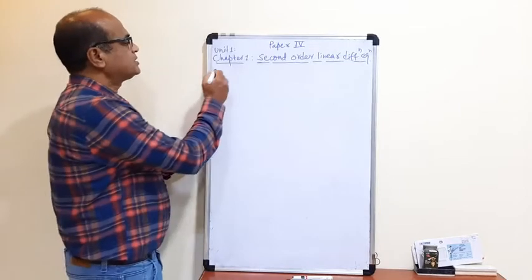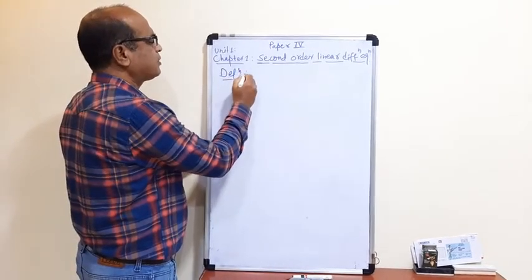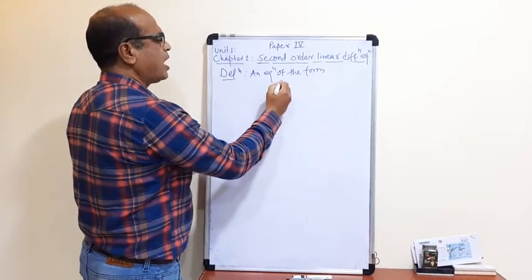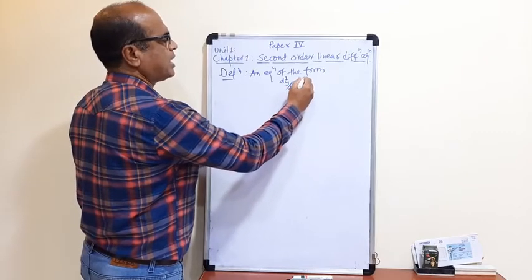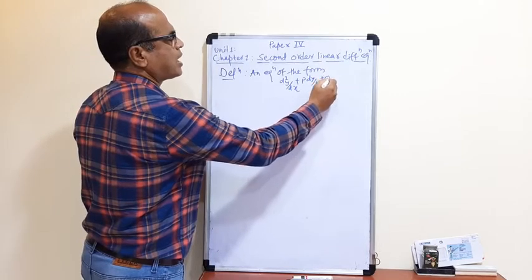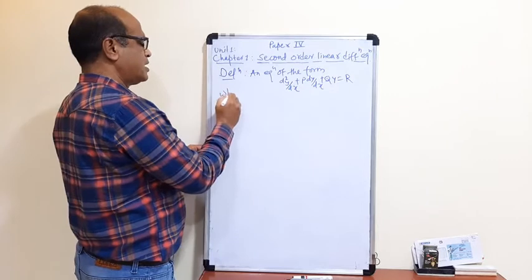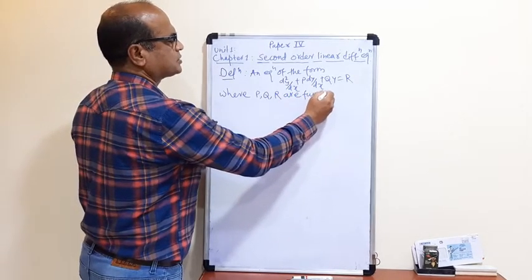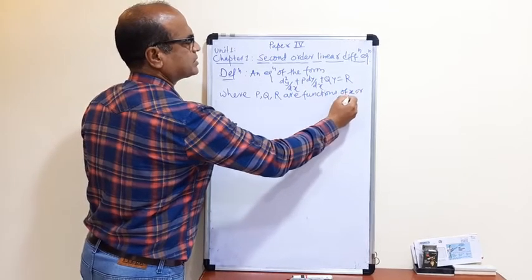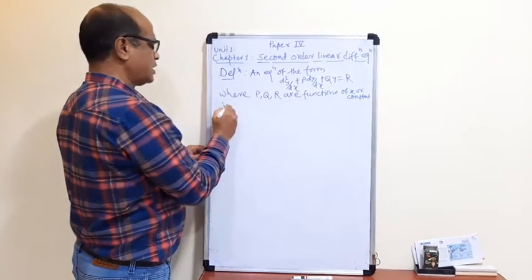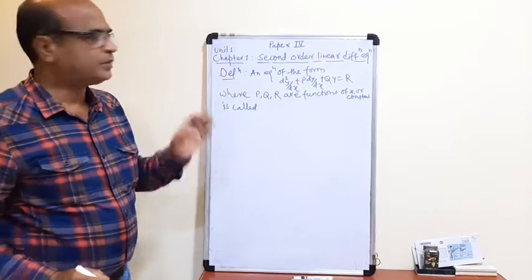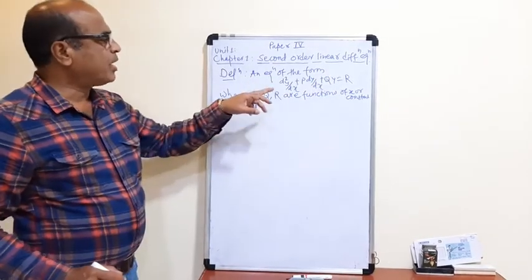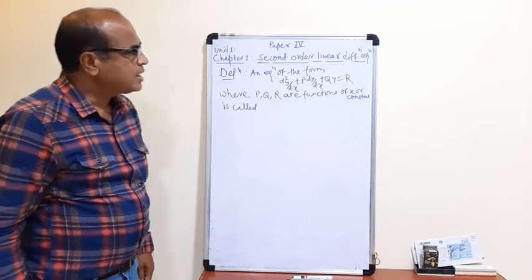What is the definition of a second order differential equation? Definition: an equation of the form d2y by dx square plus p dy by dx plus qy is equal to r, where p, q, r are functions of x or constants, is called a second order linear differential equation. Okay, so this is second order.